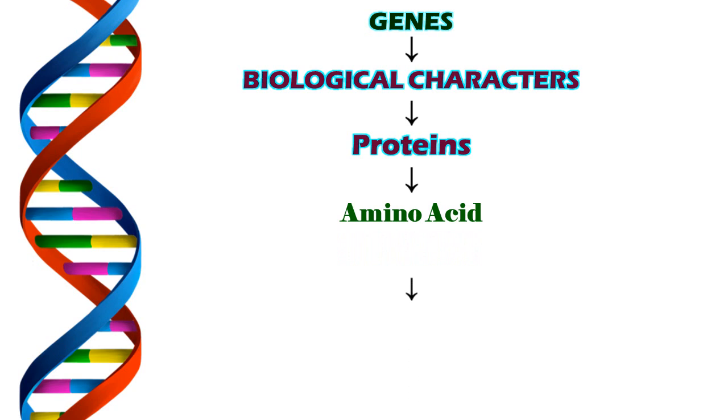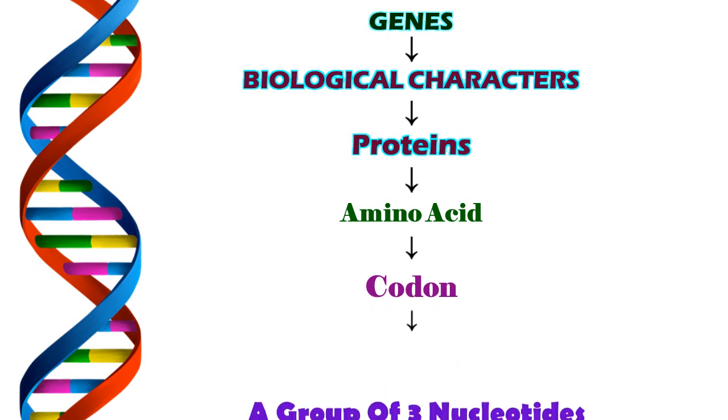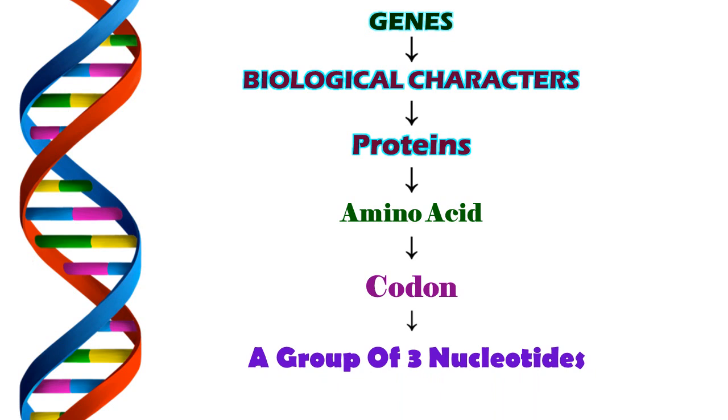For these amino acids to be manufactured in the cell, we require codons. Codons are a group of 3 nucleotides present on the DNA. Let us understand it like this. Various such codons help us to manufacture different types of amino acids. Different types of amino acids joined together in a particular sequence will make different types of proteins. Different types of these proteins give rise to different biological characters seen in an individual.